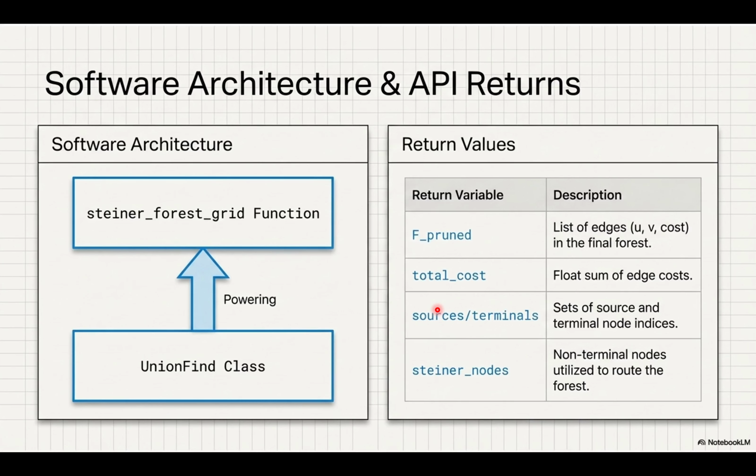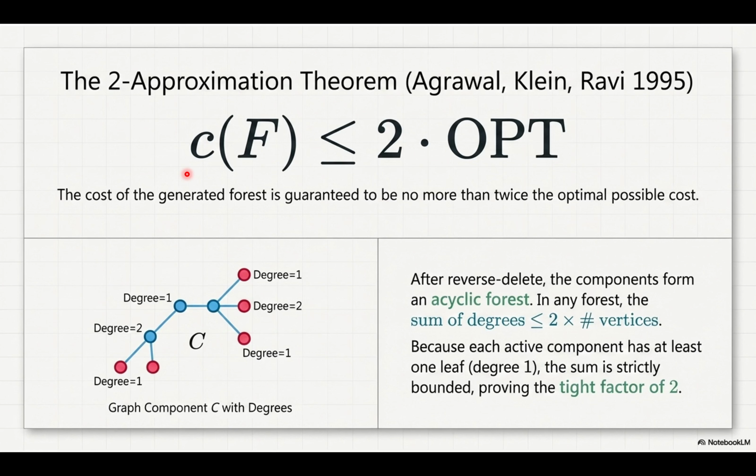with reality? It does, and the theoretical confidence in this algorithm relies on a famous 1995 theorem by mathematicians Agrawal, Klein, and Ravi. The 1995 theorem. Right. They proved unequivocally that this exact combination of primal dual and reverse delete is guaranteed to produce a forest with a cost no more than twice the optimal possible cost. In the academic literature, I think it's written as the cost of F is less than or equal to 2 times OPT, a 2-approximation factor.